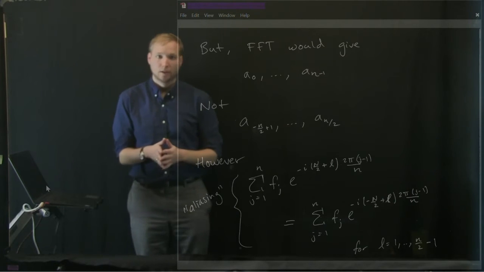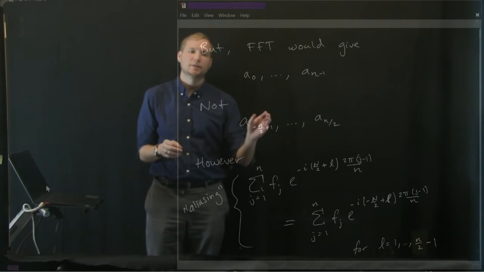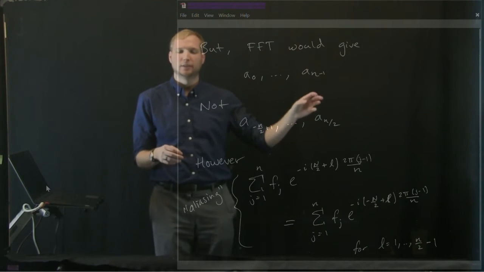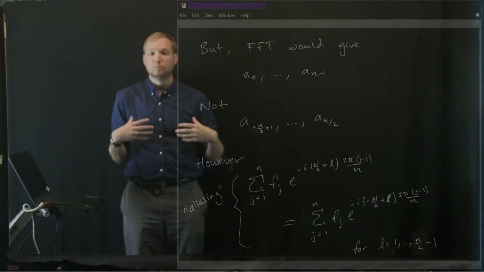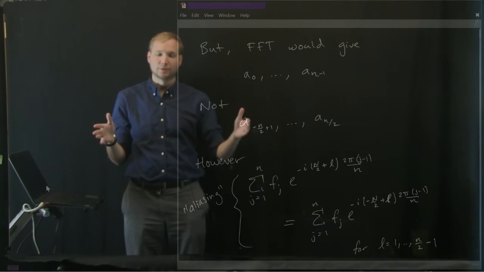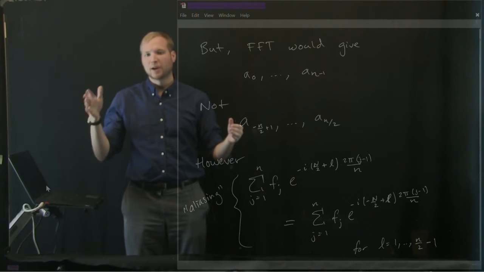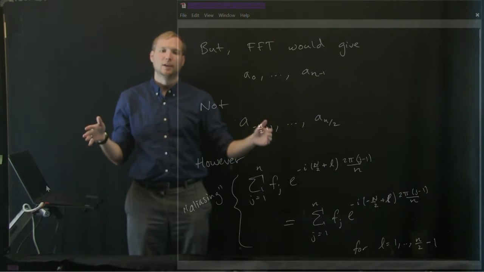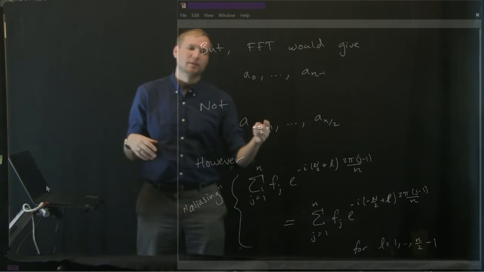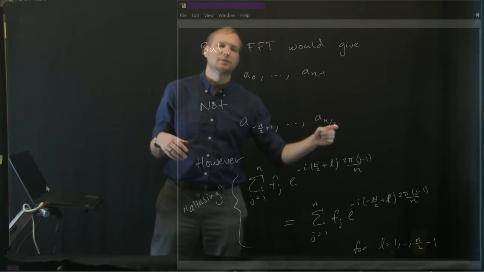But the FFT, as it's defined, would give us a0 up to a_{n-1}. And before in the notes, we said that we wanted centered frequencies, right? We wanted the coefficients for the frequencies corresponding to minus n over 2 plus 1 up to n over 2. So we actually want these coefficients, a sub minus n over 2 plus 1 up to a sub n over 2.